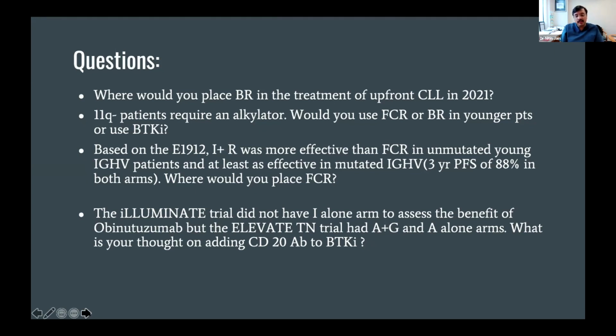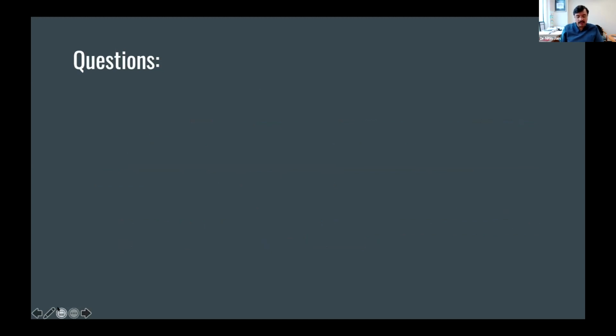For me, we have to see the long-term follow-up of the Elevate-TN study with Acala versus Acala-Obin. If the long-term follow-up shows that Acala-Obin continues to have better PFS, not just the 6% PFS, but it improves with longer follow-up, then that would make a case that maybe if you're using Acala, adding obinutuzumab may be helpful to these patients. Again, can you just extrapolate that argument to ibrutinib? I guess you can, but again, there's no head-to-head data.